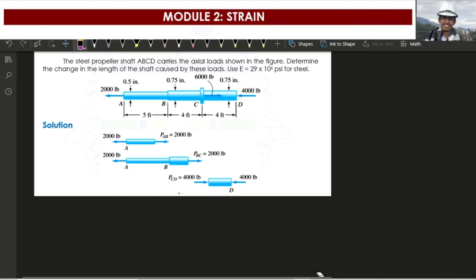Good day, class. So here's the continuation of our module 2. For this module 2, we will be solving sample problems about strain.